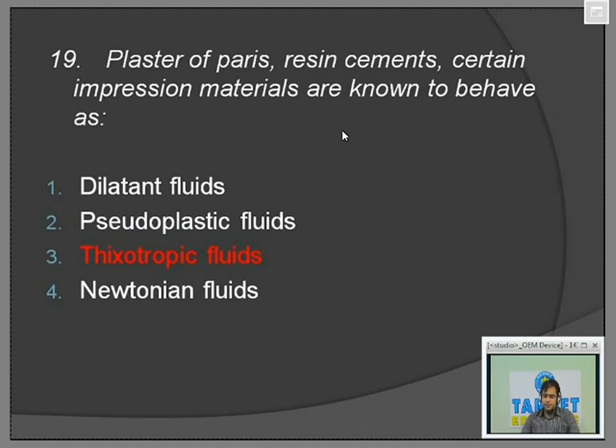So the next question, question number 19. Plaster of Paris, resin cements, certain impression materials are known to behave as. The correct option is thixotropic fluids. So let's have a look at the different kinds of rheological properties like Newtonian fluids, dilatant fluids and pseudoplastic fluids.